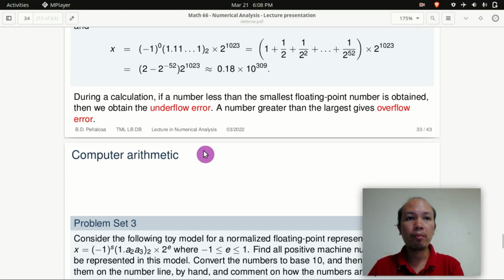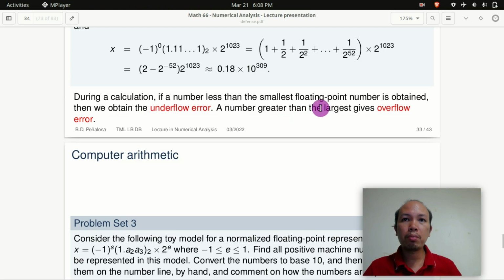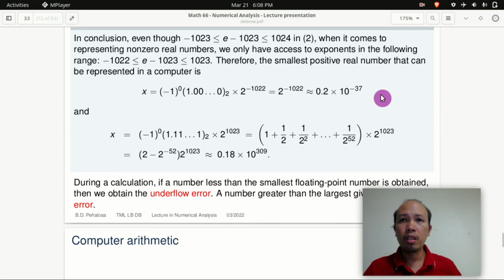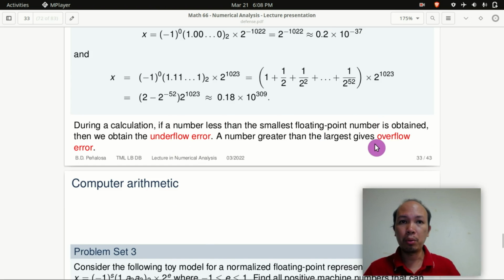So let me read to you this sentence here. Two more sentences, and we are now in problem set number 3. During a calculation, if a number less than the smallest floating point number is obtained, meaning to say it is smaller than 0.2 times 10 to the negative 37, then we have an underflow error. Okay, if it is bigger than 0.18 times 10 to the 309, then we have an overflow. This is what we call overflow.